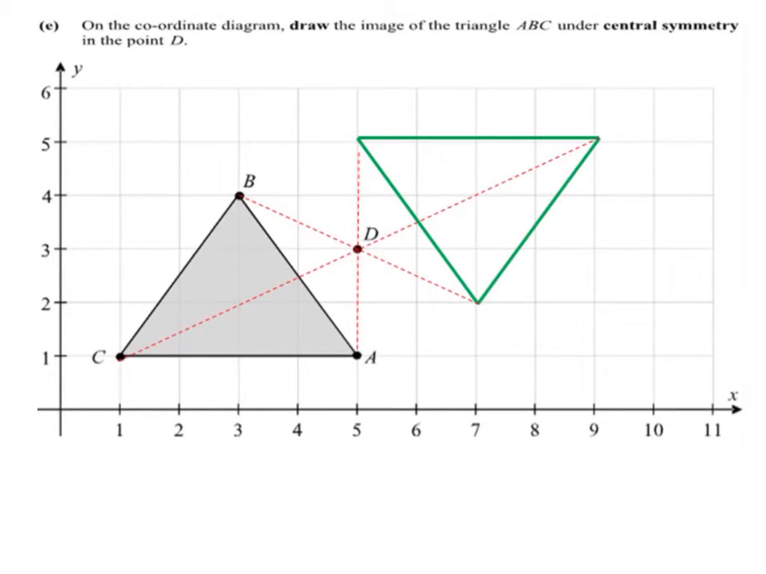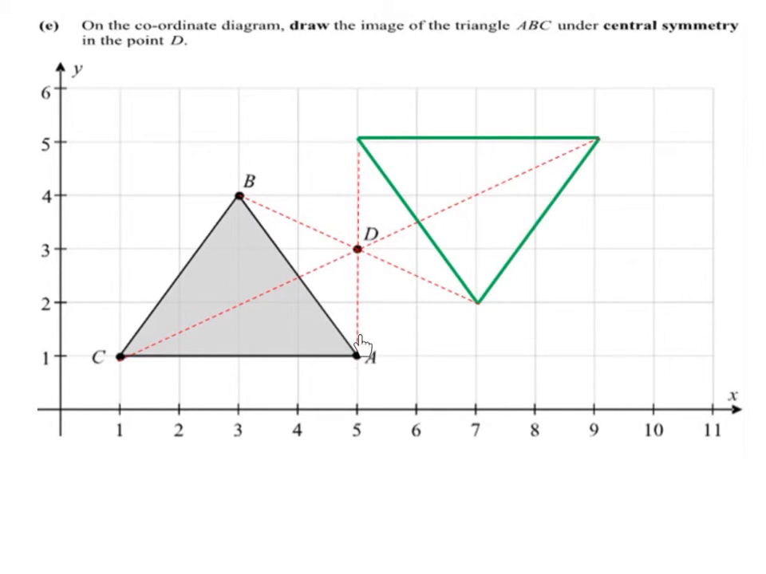Okay, so for this question, we're going to need to use our ruler and a pencil. And we choose a starting point. I'm going to start with point A. And we get our ruler and we line it up with point A and point D. So what we want to do is reflect our shape under central symmetry in the point D. We can start with any point we want, but I'm going to go alphabetically and start with point A. And we line up point A with point D.